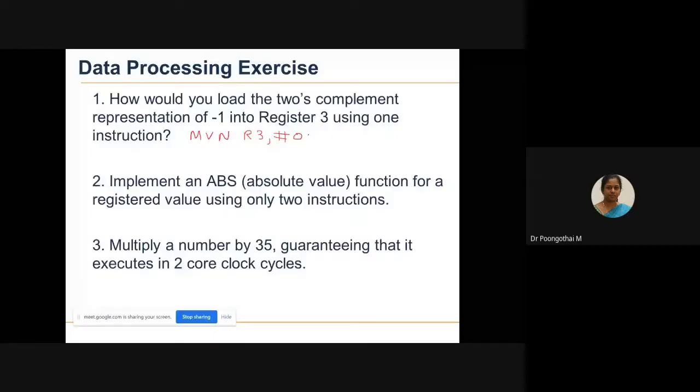Move not R3, #0. So after execution, your R3 holds which one? So what is the representation of -1? Do the 2's complement, just do it. What is the 2's complement representation for -1?